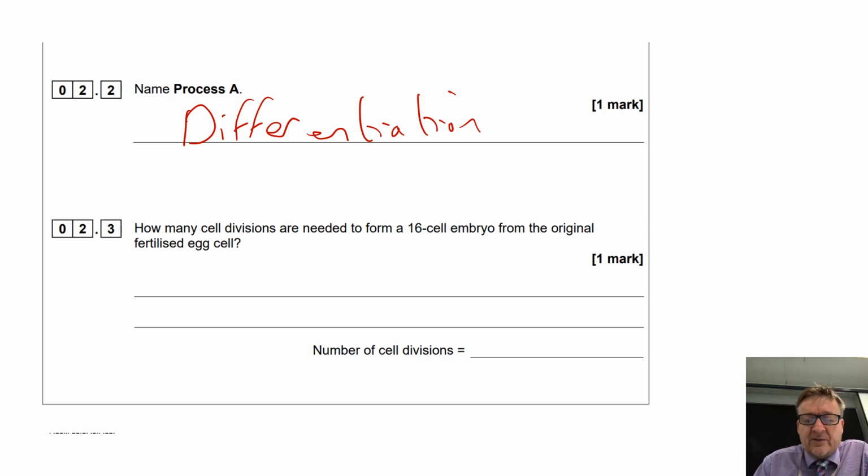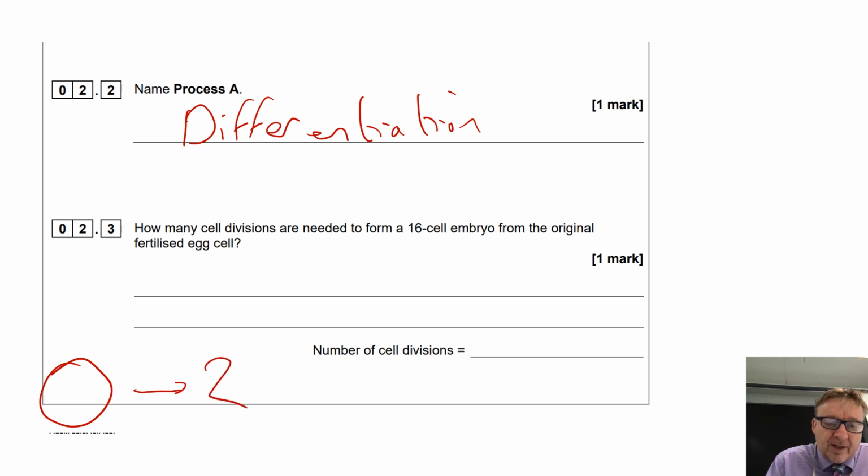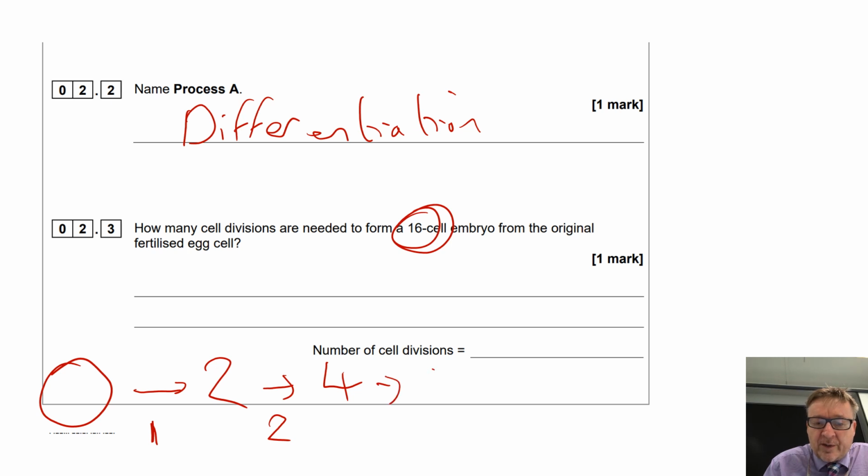How many cell divisions are needed to form a 16-cell embryo from the original fertilized egg? Right, there's a fertilized egg. And then they split. So when they split, I then get 2. So that is 1 cell division. Then they split again. So that's the second cell division. How many am I after? 16. Then they split again. So 4 then becomes 8, which is 3. 8 then becomes 16. 4 cell divisions.